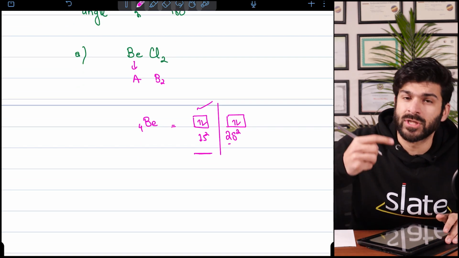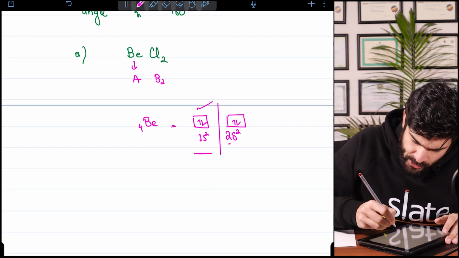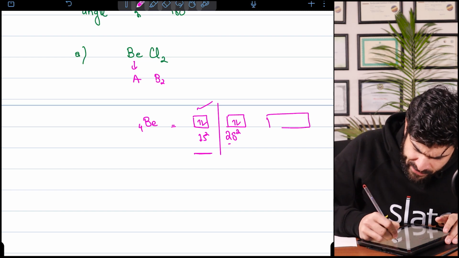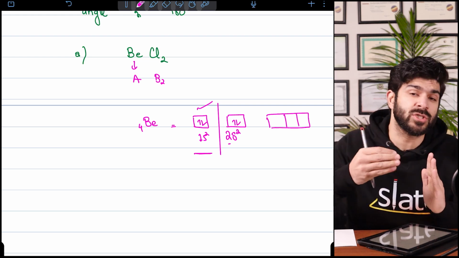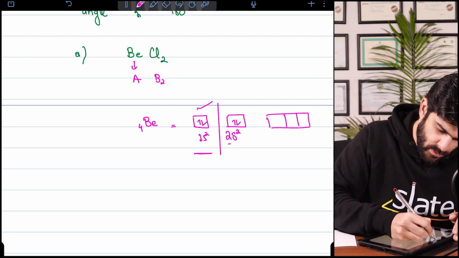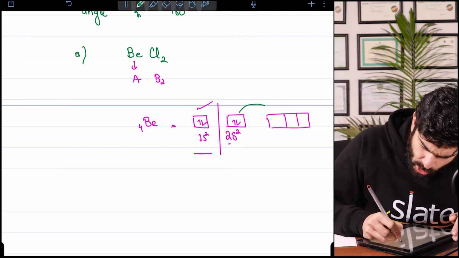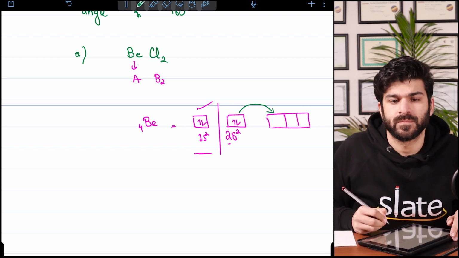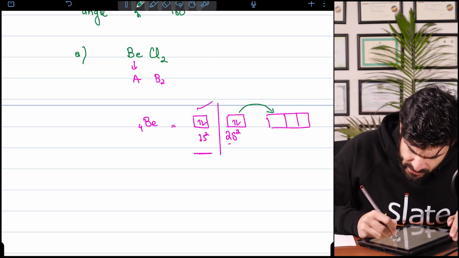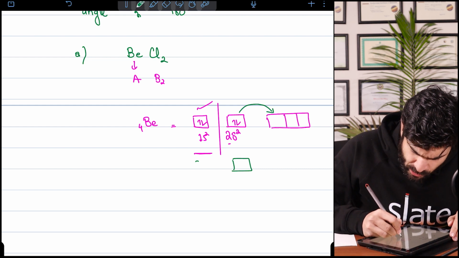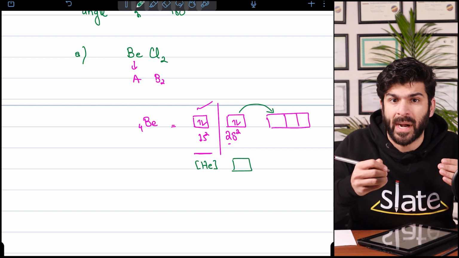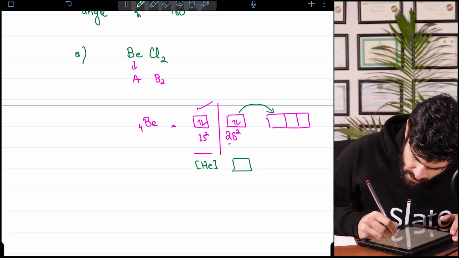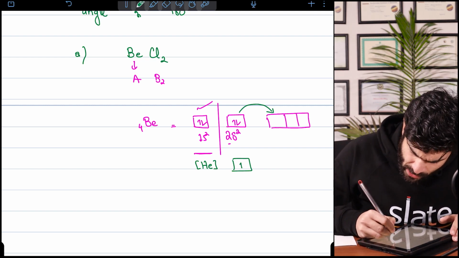When we have jumped to the second energy level, we not only have s, we have an empty p orbital as well. And when we give it energy, which is the process of excitation, one of the electrons is going to move there. And ultimately we get, let's write it as helium, because the inner ones do not matter. And then we have one here.